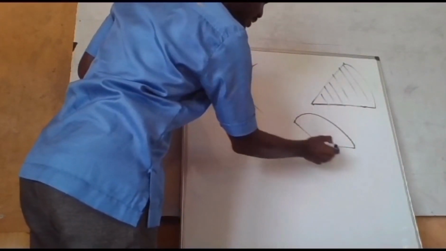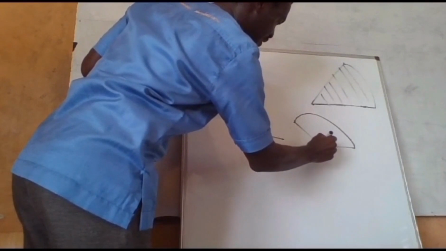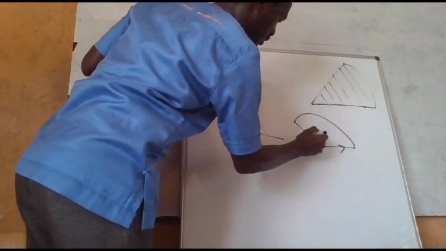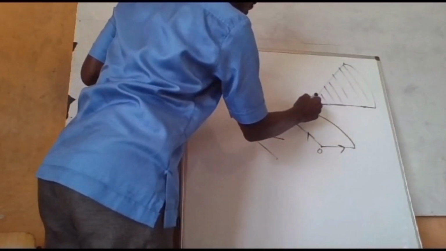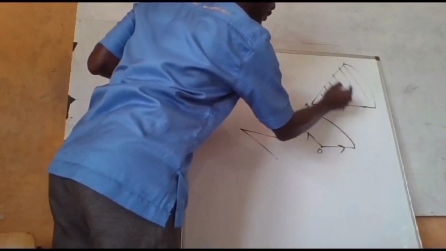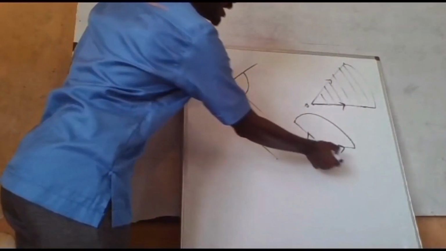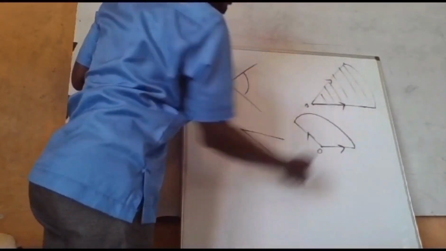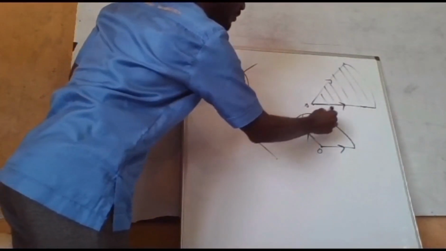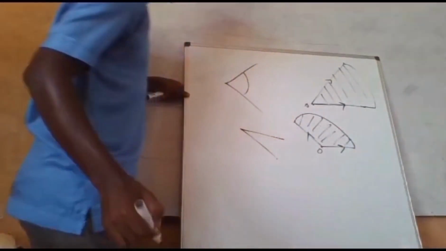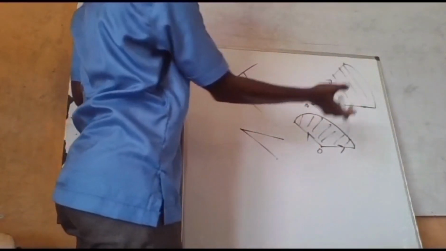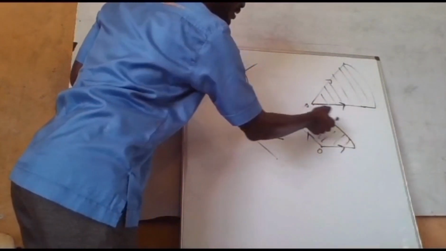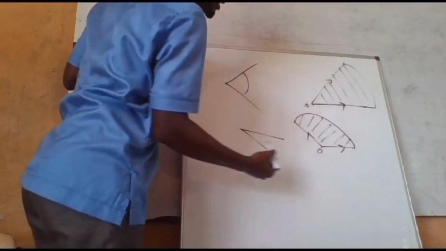But because its arms, these are the arms, the vertex is here, and here, let's call this vertex P. Because these arms are shorter than these arms, the area swept is smaller. So the area swept is not what measures the size of the angle, but the extent of rotation.